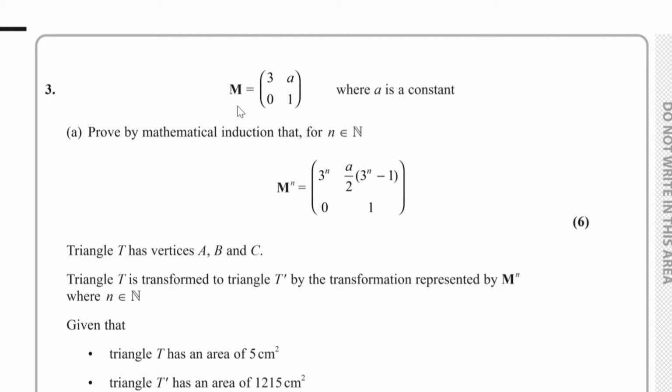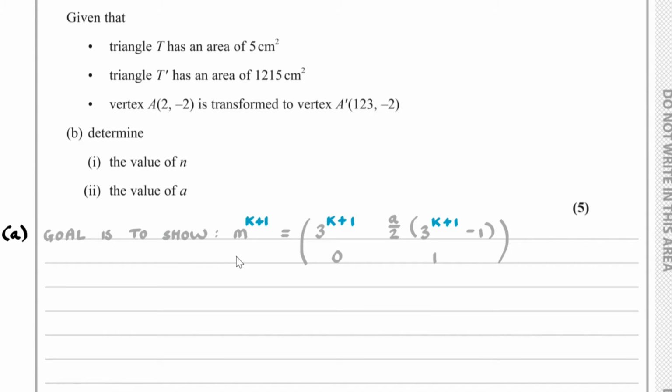Question number 3. We are given that matrix M is (3, 0; a, 1), where a is a constant, and for part A we have to prove by mathematical induction for n belonging to the set of natural numbers that M to the n is equal to (3 to the n, 0; a over 2 multiplied by 3 to the n minus 1, 1). Our goal is to show M to the k plus 1 is equal to (3 to the k plus 1, 0; a over 2 multiplied by 3 to the k plus 1 minus 1, 1).